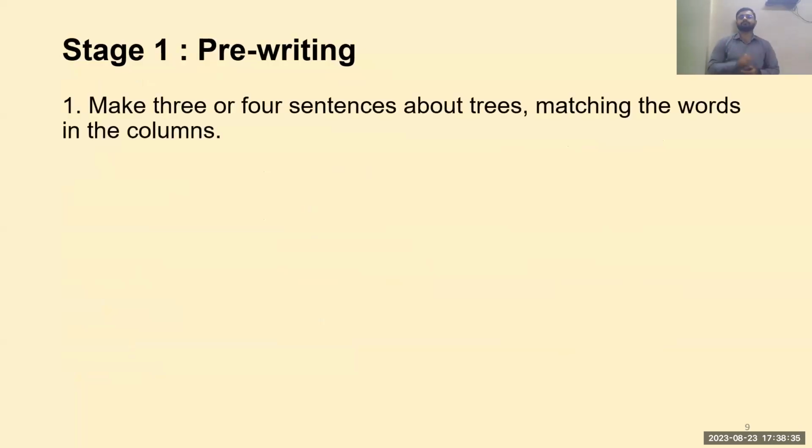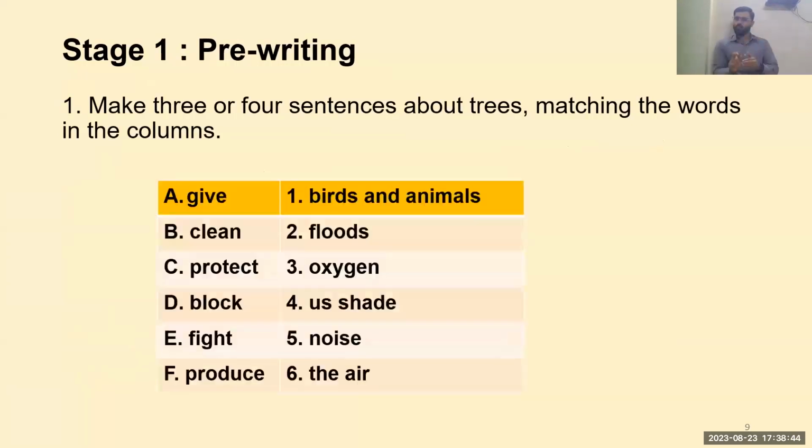So you have to make 3 or 4 sentences or lines about trees. And there is a matching exercise here, matching the words in the columns. So we have on the left, A, B, C, D, E, F: give, clean, protect, block, fight, and produce. And on the right, we have birds and animals, floods, oxygen, us, shade, noise, and the air. So for example, we could say trees give us shade. So here's an example for you.